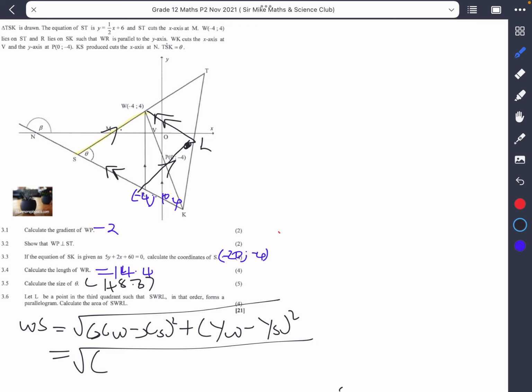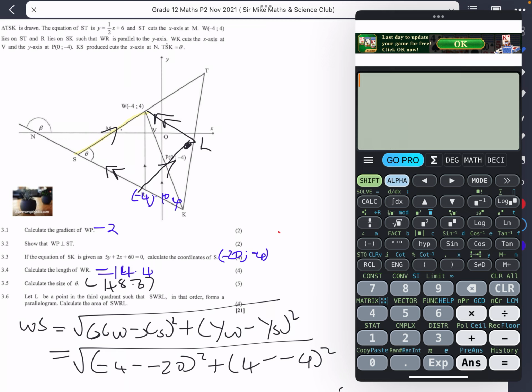So what I have, I know x at W was -4, minus x at S. So what would be x at S? We said the coordinates for that point S were -20, -4. So this will be minus -20. We square that plus y at W, that's 4, minus y at S, which was -4. So this will be minus -4. We square that. So I'm simply just gonna put that into the calculator, ladies and gentlemen.